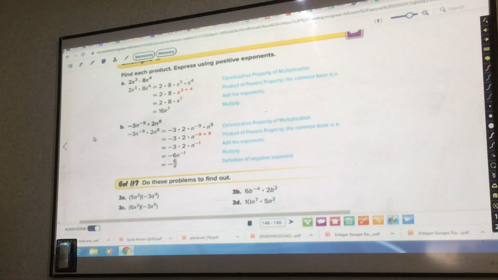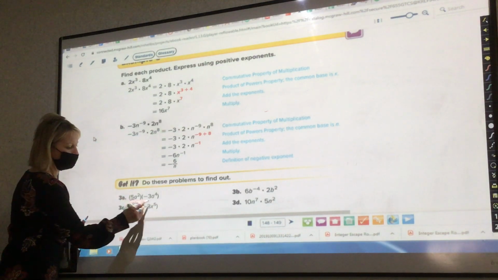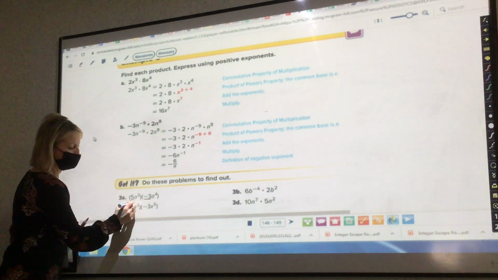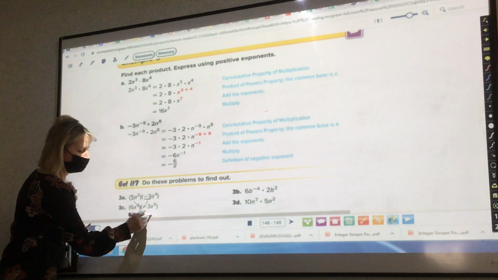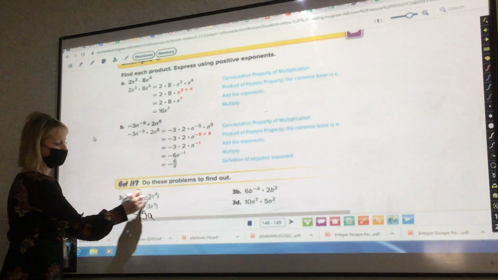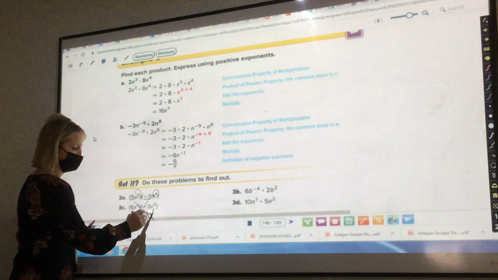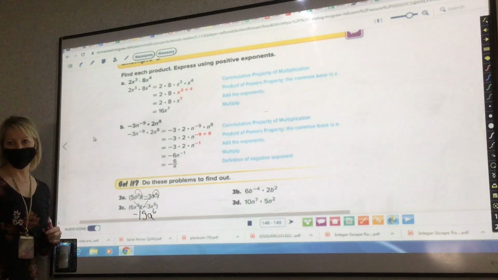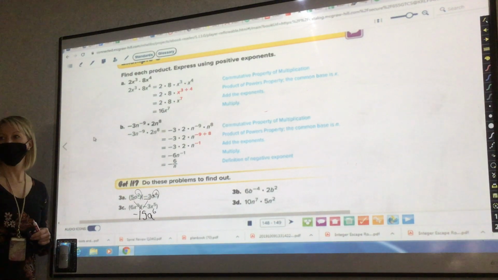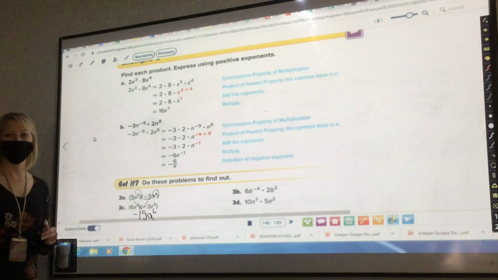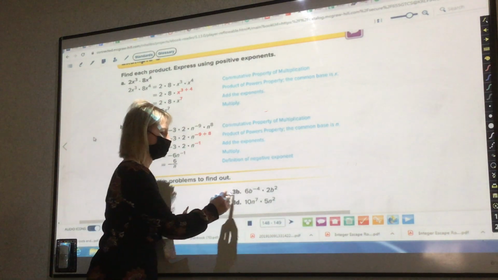All right, if I have a 5, I have to do the 5 times what? Negative 3. So 5 times the negative 3 is a negative 15, and then I have a, and then 2 plus 4 is 6, so it'd be negative 15a to the 6th. Raise your boards if you got it. Excellent. Go on to 3b.